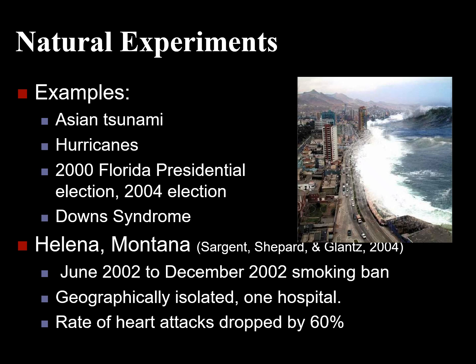Another example was Sargent, Shepard, and Gantz in 2004, where they looked at the actual eruption in Helena, Montana. Actually, I'm sorry, not the volcano, that's another study. This one was actually looking at the smoking ban. From June 2002 to December 2002, there was a smoking ban. This was a geographically isolated area. There was one hospital, and they looked at whether this actually had an effect. And they found the rate of heart attacks dropped by 60%.